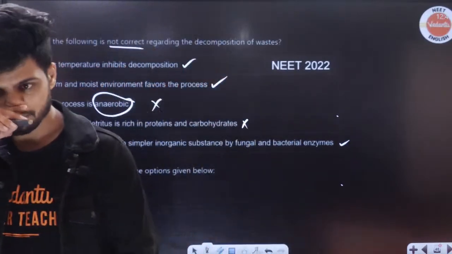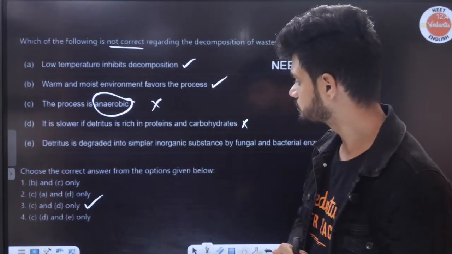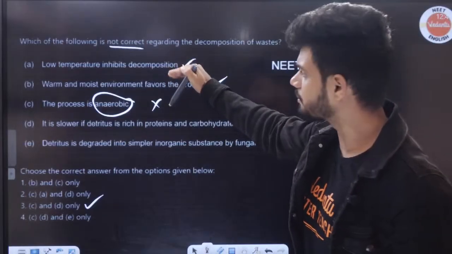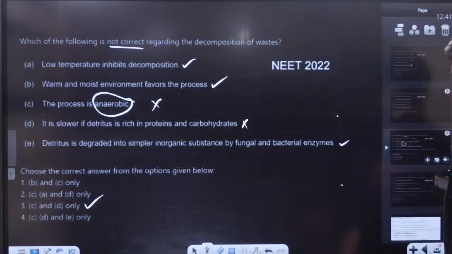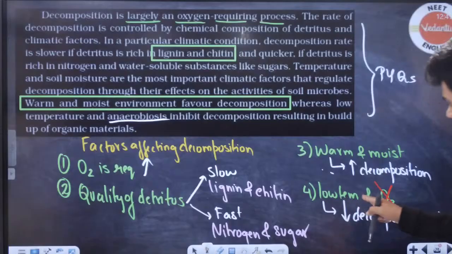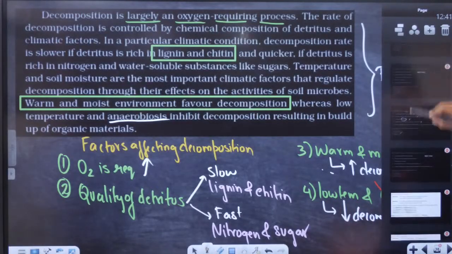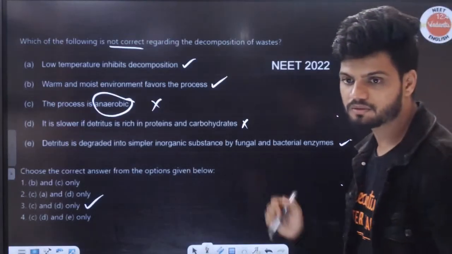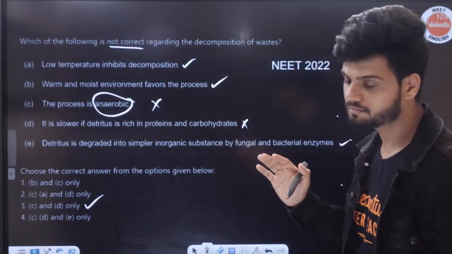Students, A is correct. See, A is correct because low temperature is inhibiting decomposition. Yes or no? Low temperature is inhibiting decomposition. So it's correct. First statement is correct here. Okay. So 3 is the answer.